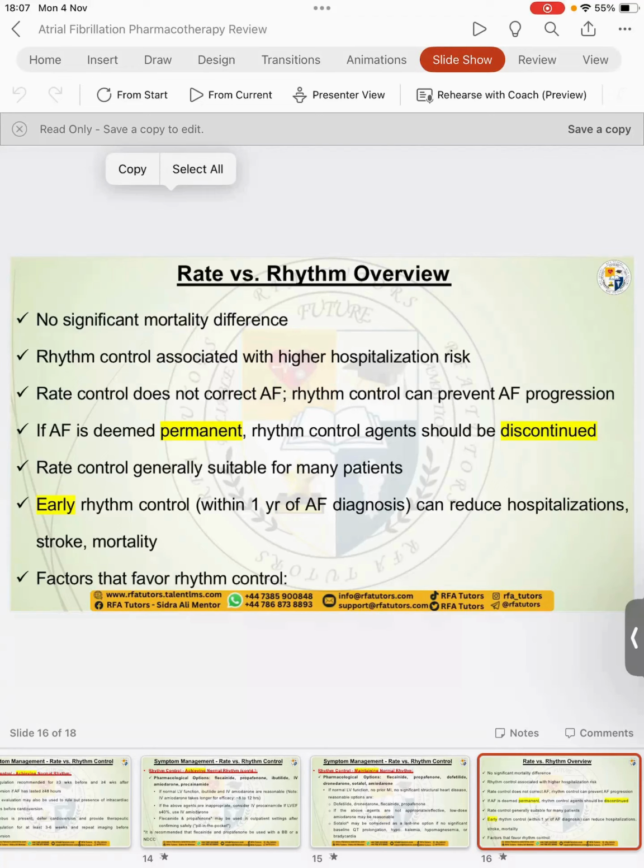But obviously, if we are controlling the heart rate and giving them a blood thinner, it's less likely to go into the complications of atrial fibrillation, which can be in the form of atrial dilatation and then pressure on the pulmonary vasculature. As I said, rate control is generally quite useful for all patients. The benefit is least, but the guidelines say it reduces hospitalization, stroke, and mortality.